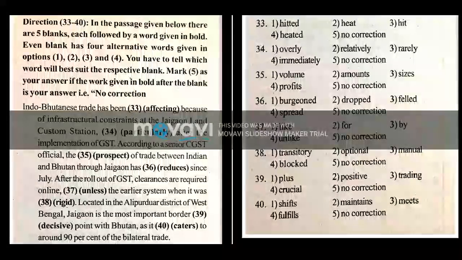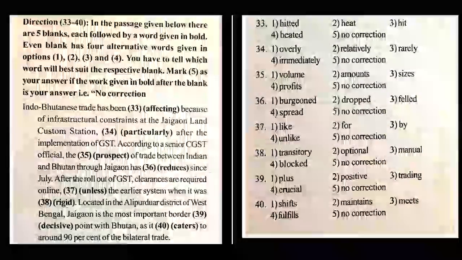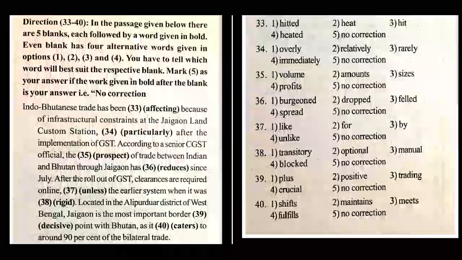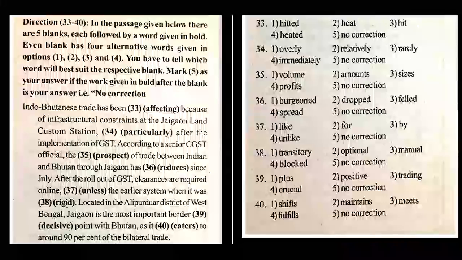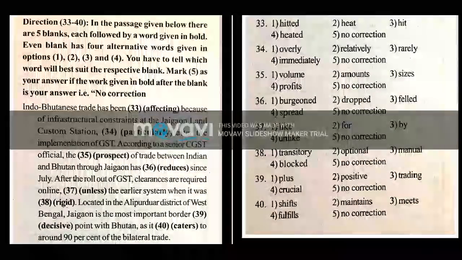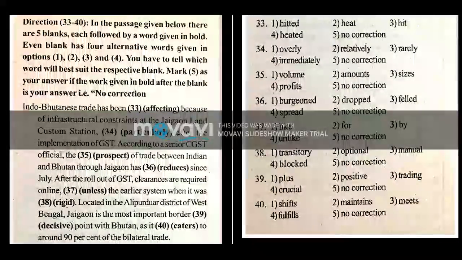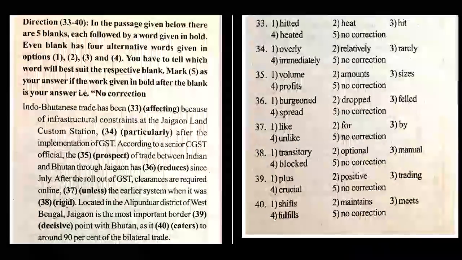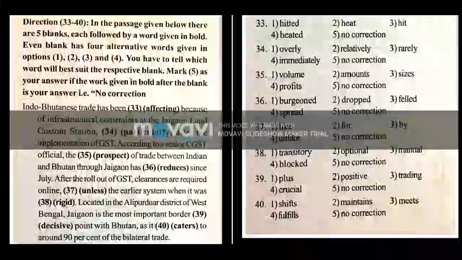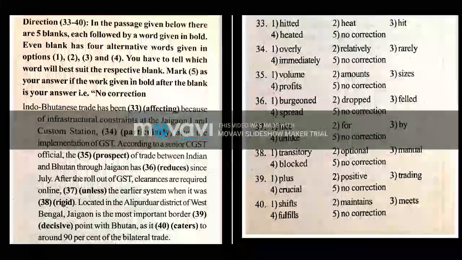Option number 3, HIT, heat. Heat has been used here as the V3 form of HIT, hit, which is otherwise known as affected or to severely hamper something. We may retain this word for the time being, and let us go to option number 4. HEATED, heated, is the V2 or V3 form of option number 2, that is HEAT. This option is eliminated because it is contextually wrong.